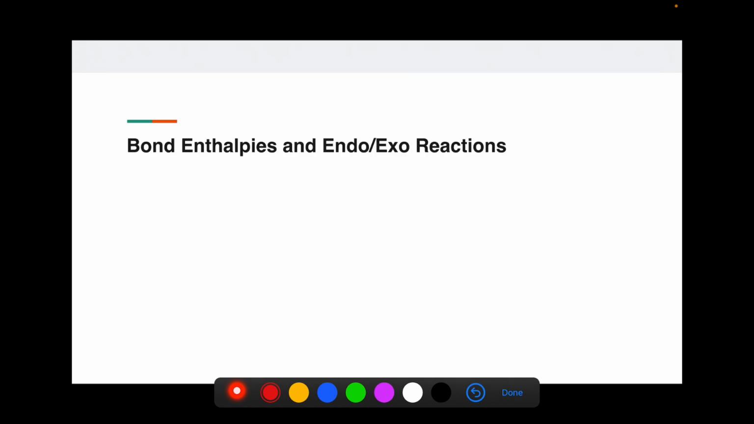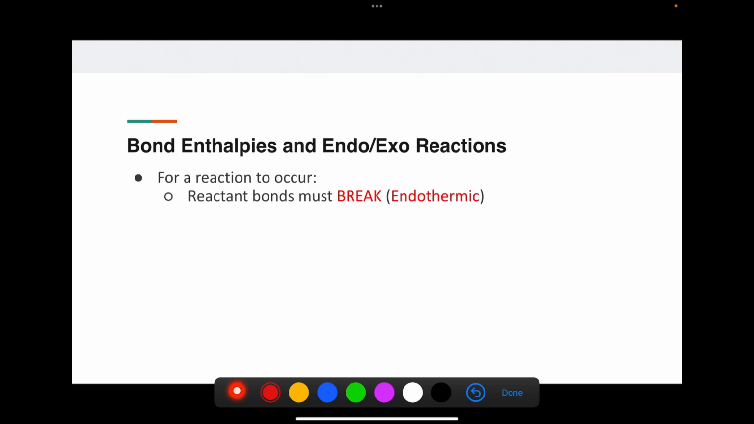Now let's consider how this corresponds to endothermic and exothermic reactions. For a reaction to occur, we need to break reactant bonds. This is an endothermic process. We need to put energy in to take apart the reactants, to break the bonds in the reactants. We also need to form product bonds. Bond formation is an exothermic process, so when the bonds in the products form, energy will be released.